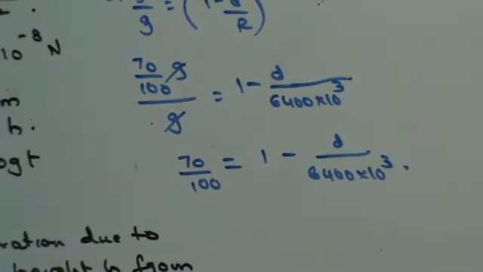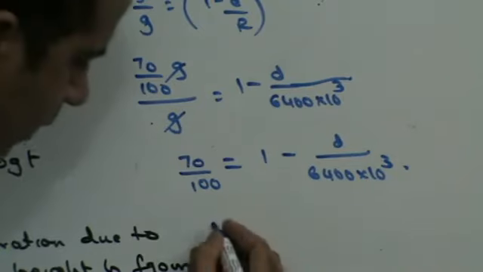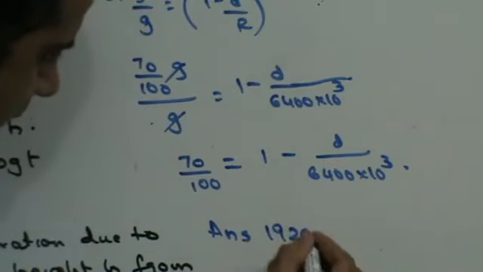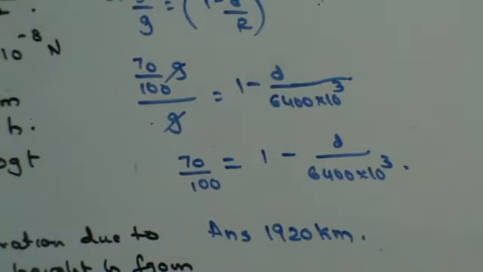You have all the values. The only unknown here in this equation is d. You should be able to get the answer for d. The answer for that should be 1,920 kilometers. You will get this answer as 1,920 kilometers.